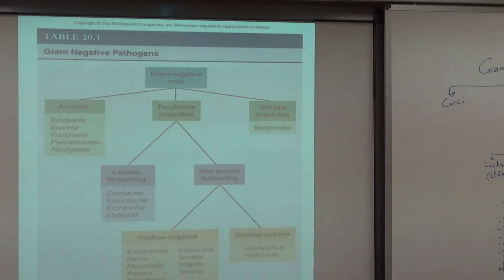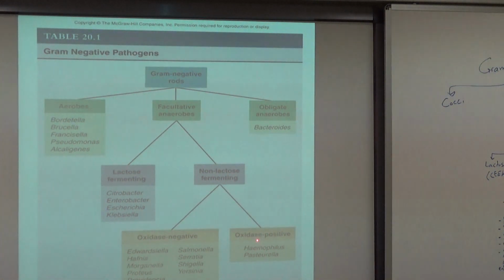We can also characterize gram-negative rods according to their requirement for oxygen into aerobes, facultative anaerobes, and obligatory anaerobes. This is another aspect of classification. Obligatory anaerobes include Bacteroides. Facultative anaerobes include most of the enterics, both lactose negative and lactose positive, and also non-enterics like the oxidase positive Haemophilus and Pasteurella.